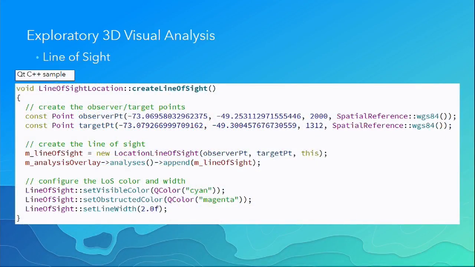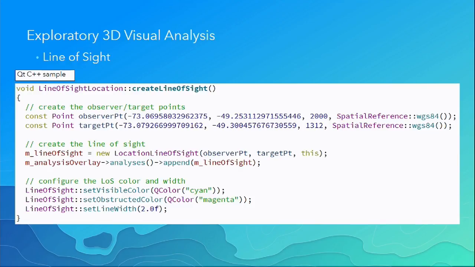So here's some C++ code of what that would look like. This is using the location line of sight. So I'm creating 2 point objects, the observer and the target. Next, I'm creating the location line of sight and passing the observer and target points in. Next thing I'm doing is I'm appending this to an analysis overlay. An analysis overlay is very similar to a graphics overlay. Graphics overlay displays graphics in the map or scene. Analysis overlay displays analysis results on the screen, or on the scene. So passing that in will automatically update any changes that I make to the location line of sight.